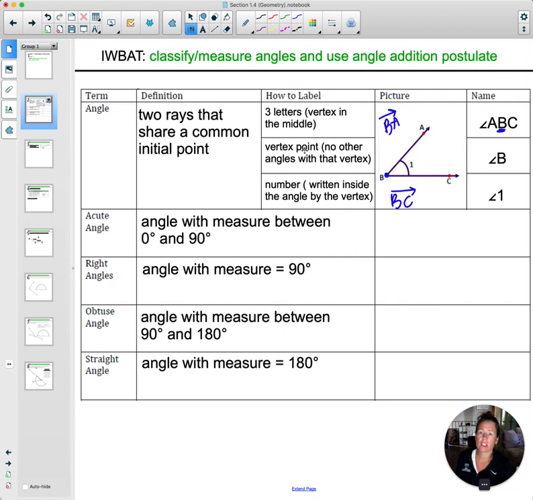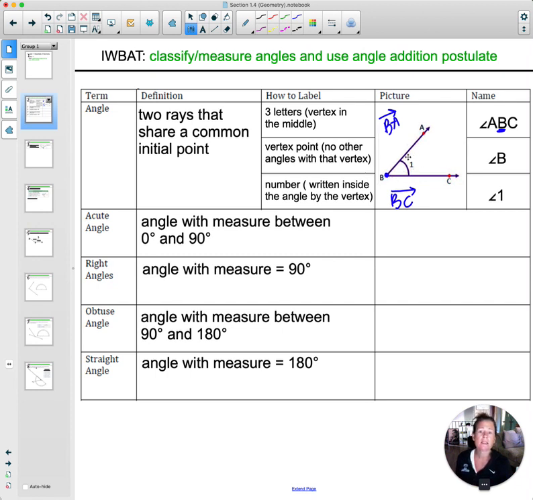Another way is to use the vertex. The only time you can do this is when it's the only angle that possibly has that vertex. The way my picture is here, it's the only angle available, so I can call this angle B. Notice we put a little picture of an angle in front, just like we did for segments, where we put the segment symbol above it. I can call this angle B because there are no other angles possible that have vertex B.